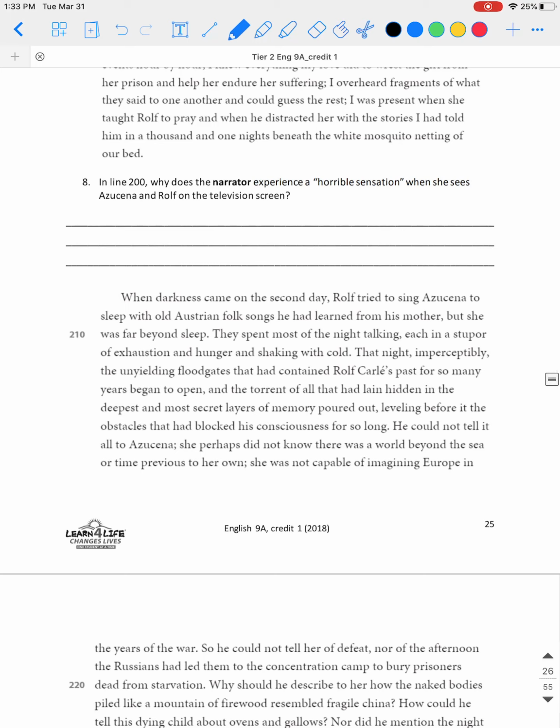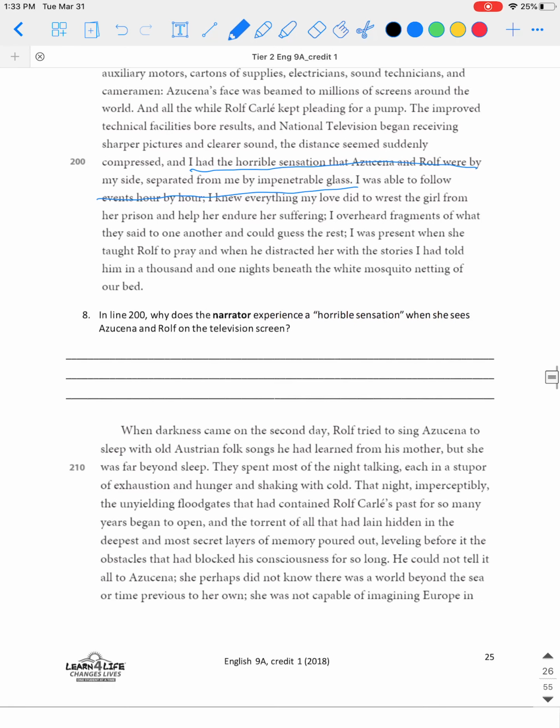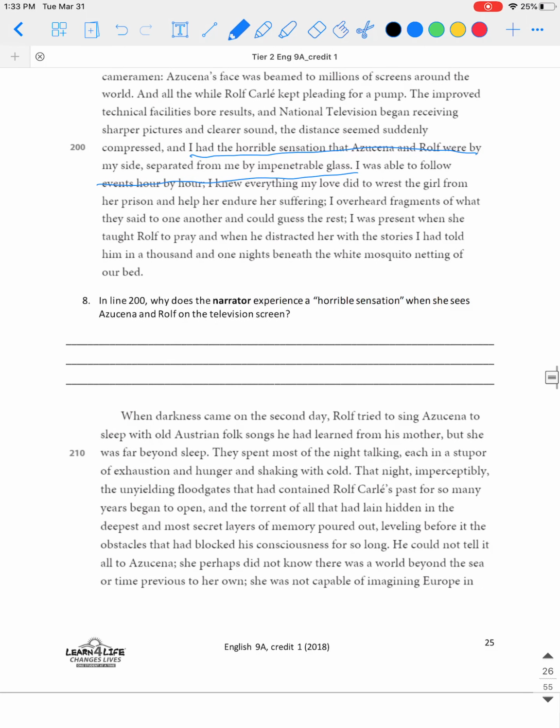In line 200, why does the narrator experience a horrible sensation when she sees Azucena and Rolf on the TV screen? So that's right here. And those couple sentences.